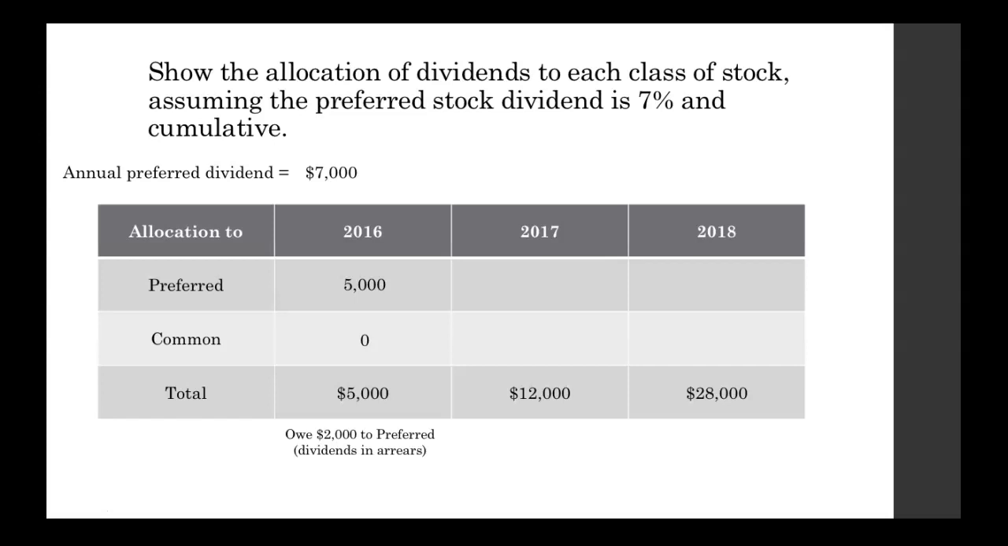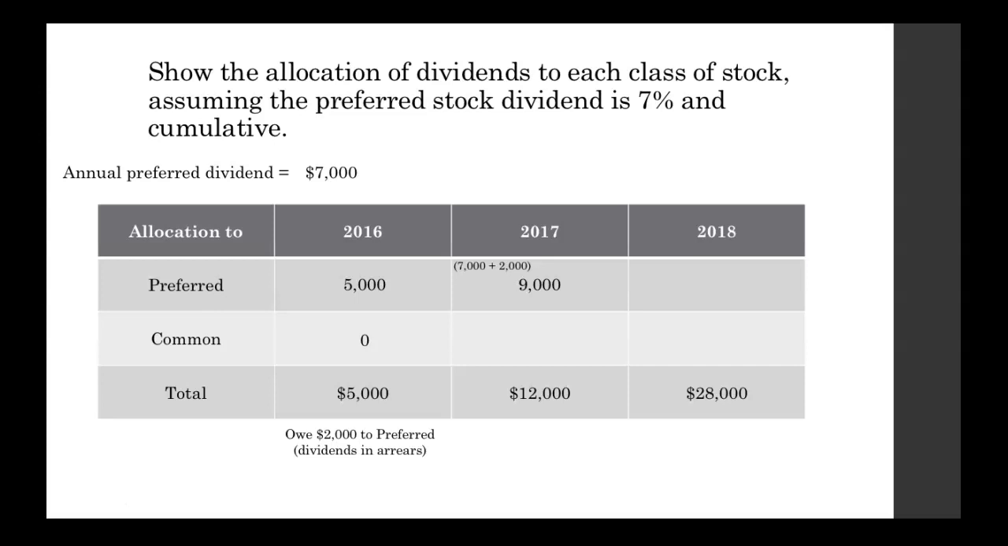So we take a look at the next year, in 2017. In 2017, we had a better year, so we declared $12,000 in dividends. Well, $12,000 is going to not only handle the $7,000 that preferred is supposed to get every year, but can also help us pay back that $2,000 that we owed them from the previous year. So preferred will get $9,000 here in 2017. They get the $7,000 that they're supposed to get every year, plus that $2,000 that they didn't get in the previous year.